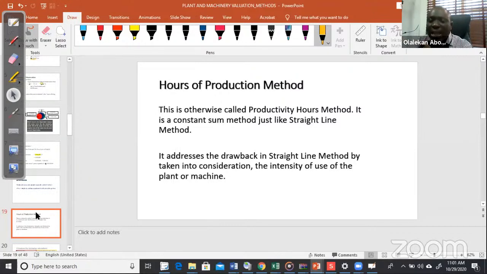It's constant sum because it charges the same figure. Now, instead of charging the same figure per annum, it's charging the same, an equal amount, per productivity hour. I hope that language is clear. Charging the same amount per productivity hour. So it's just like the straight line method. The only advantage is that it has come to address one of the drawbacks of the straight line method. That is what? To capture intensity of use.